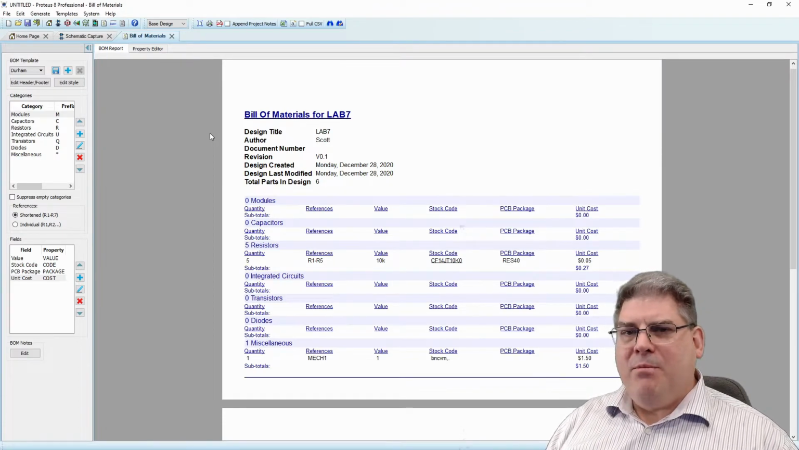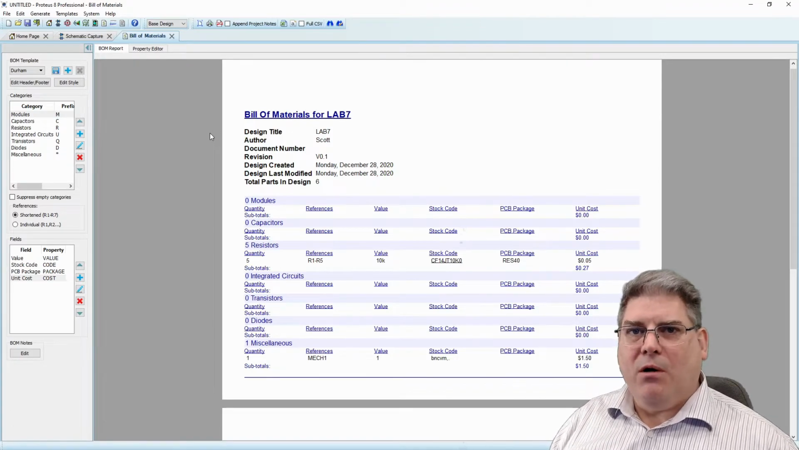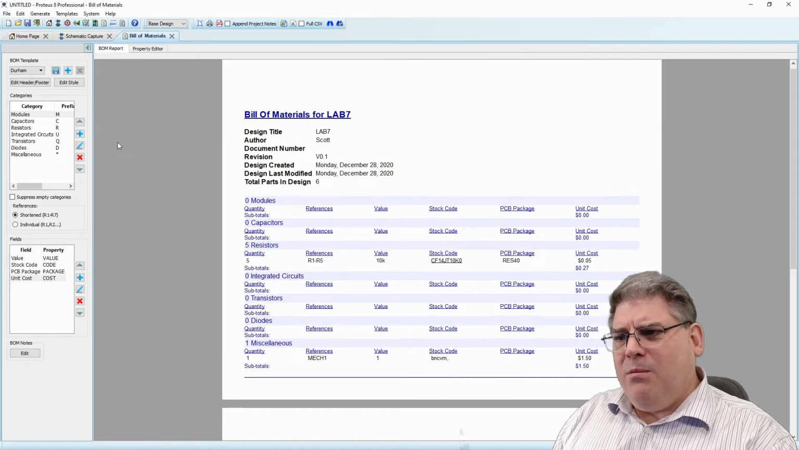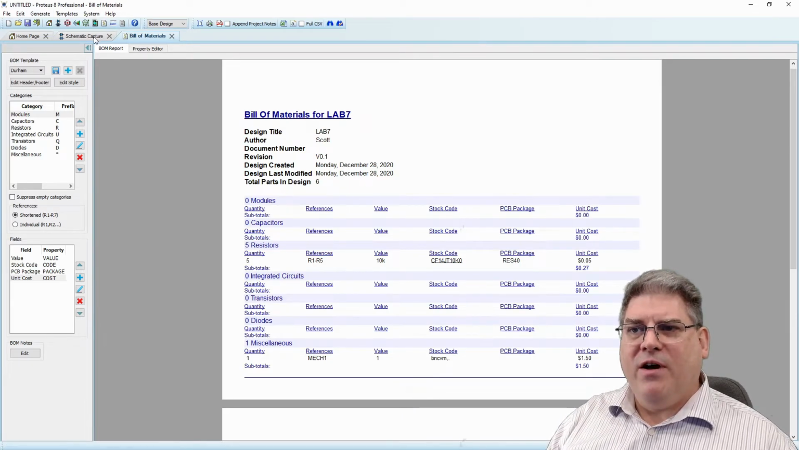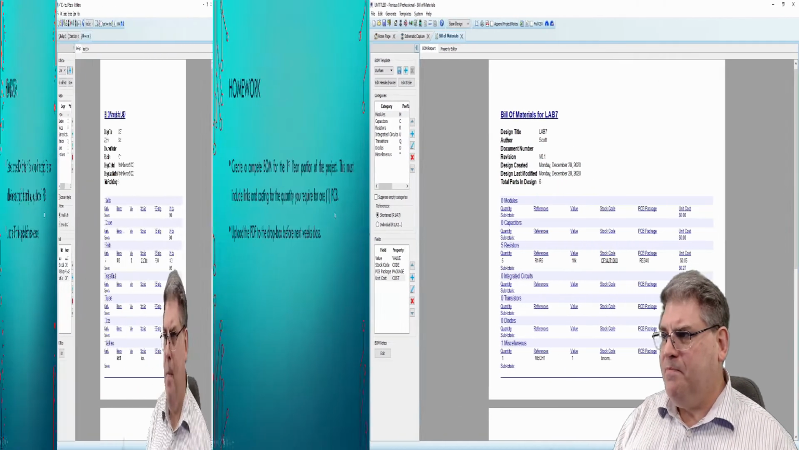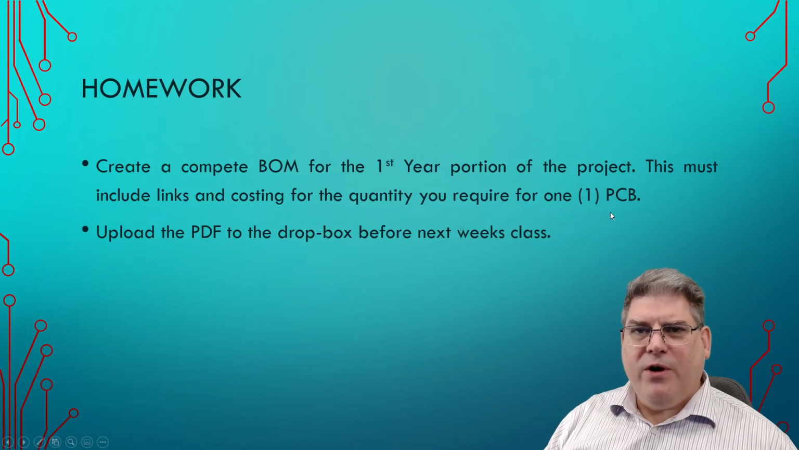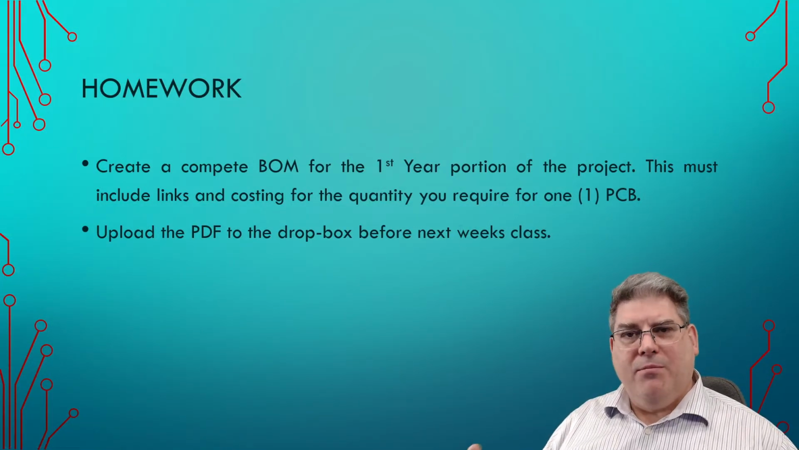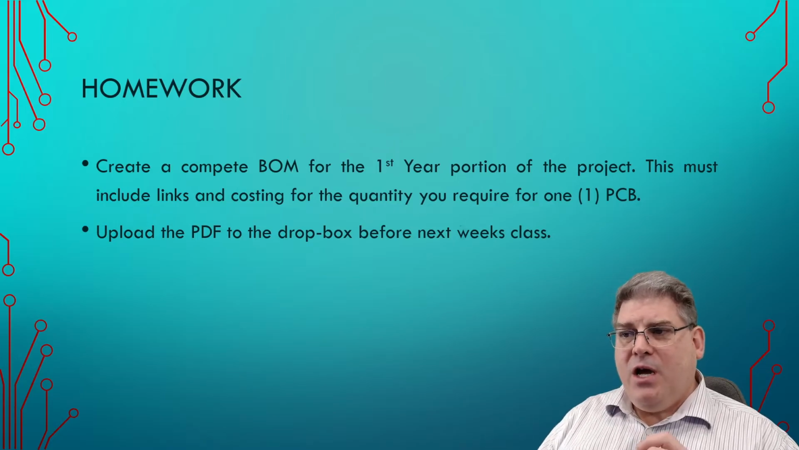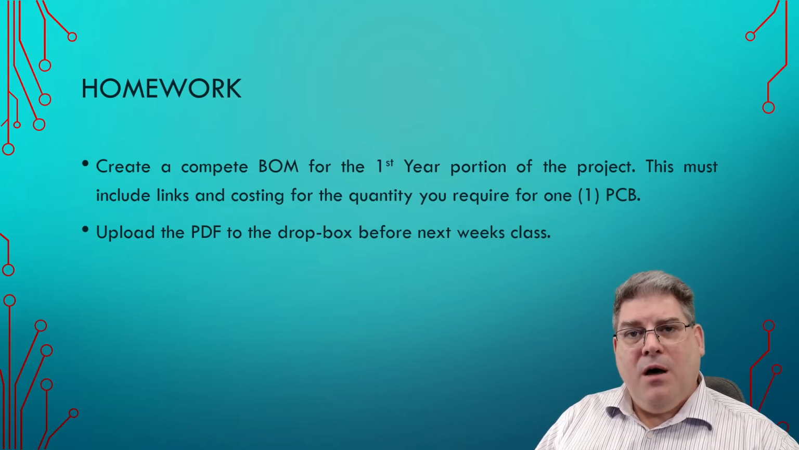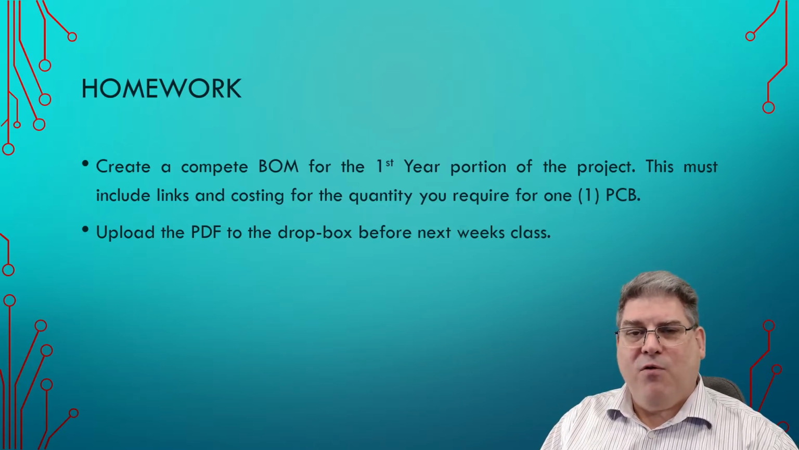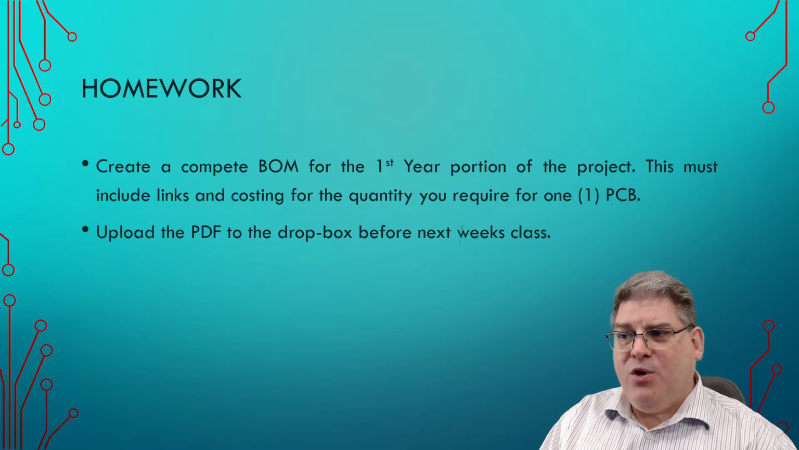And as you can imagine, it starts to eat up a fair bit of time sourcing all of these parts. And if something's not available, then you can go back and modify your schematic accordingly. Okay, so for your homework, I want you to create a complete bill of material for the first year variant, including costing, part numbers, and links. I want you to output it as a PDF for me to review and grade, and I'll get back to you with it for next week.